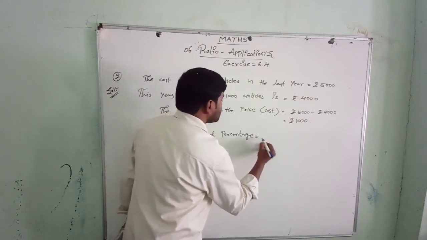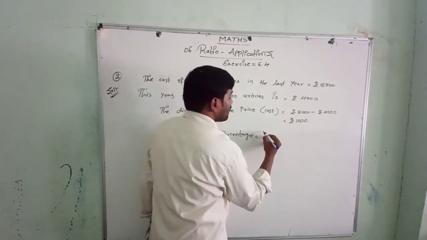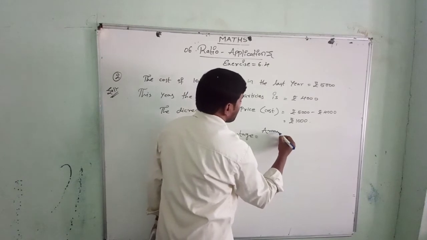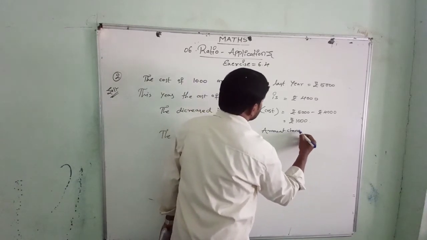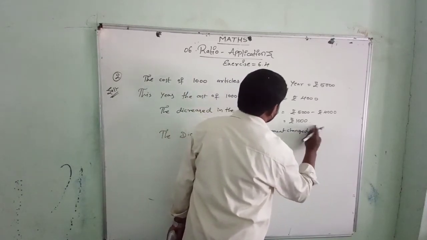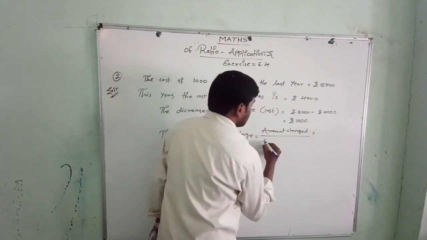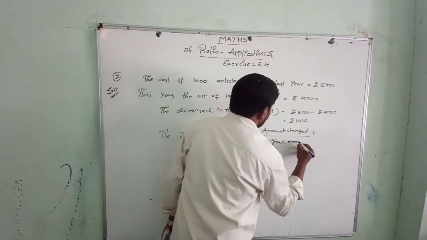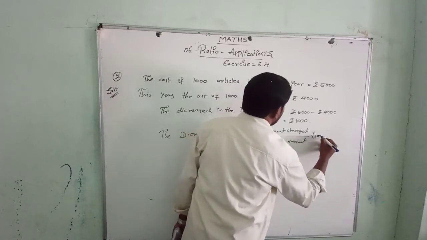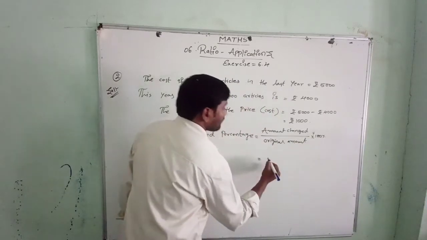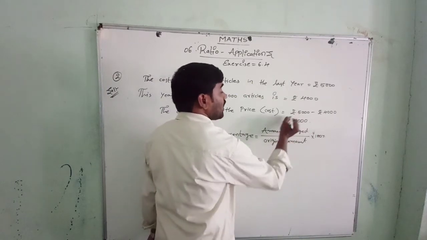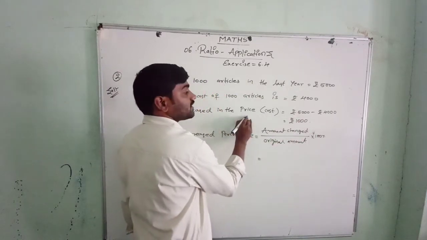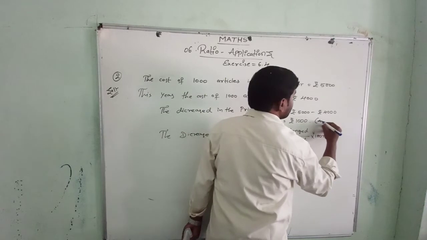So the decreased percentage equals how much? That is the amount changed by the original amount into 100%. So the amount changed is how much the amount is changed. This is the decreased percentage.